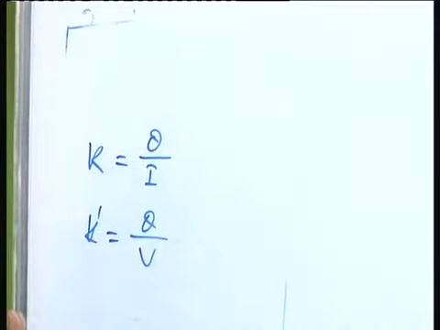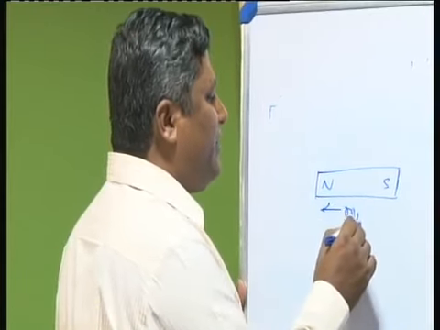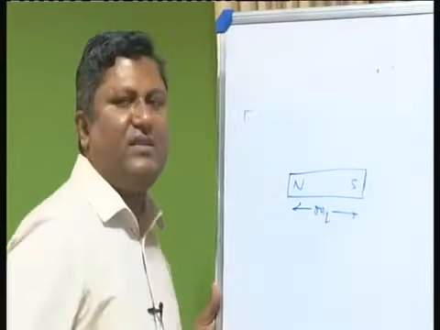Another important chapter is magnetism and matter. In magnetism and matter, basically first we will study about the bar magnet. You know that a bar magnet consists of two poles. One pole is called the north pole, another pole is called the south pole. The distance between north pole and south pole is called the magnetic length, or also the effective length.